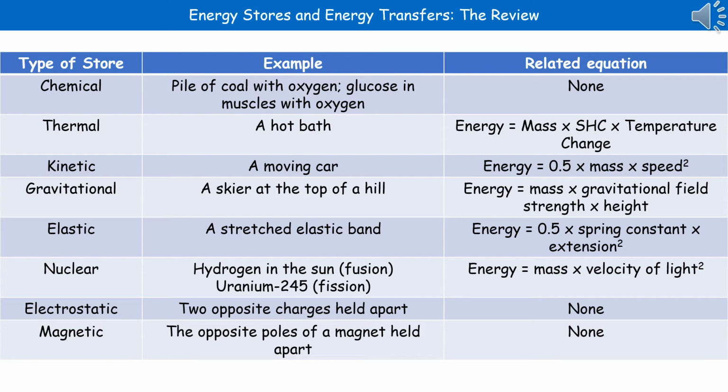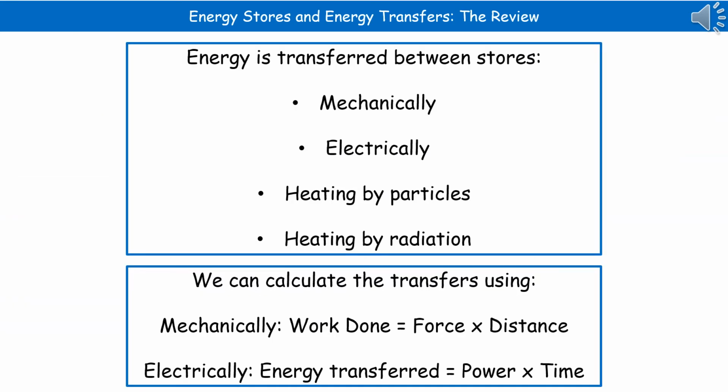So you do need to go back and refresh your memory about those equations that we learned in the earlier physics topics here. So when we're talking about how this energy is transferred between stores, we've got 4 possible options: mechanically, electrically, heating by particles, or heating by radiation. So do remember, when we're asked to calculate transfers, if it's a mechanical transfer, work done is force times distance. If it's an electrical transfer, then it's power times time.